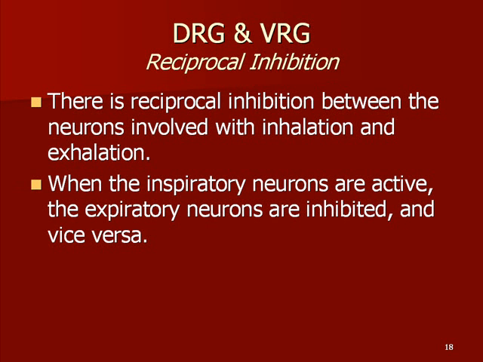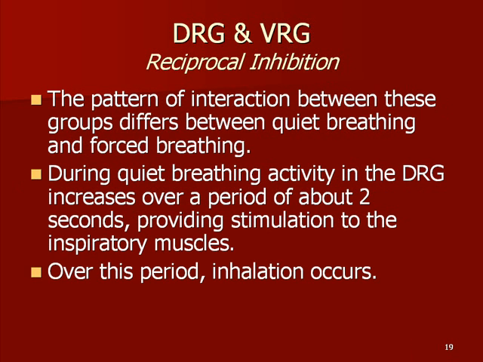DRG and VRG have reciprocal inhibition. There is reciprocal inhibition between the neurons involved in inhalation and exhalation. When the inspiratory neurons are active, the expiratory neurons are inhibited, and vice versa. The pattern of interaction between these groups differs between quiet breathing and forced breathing.